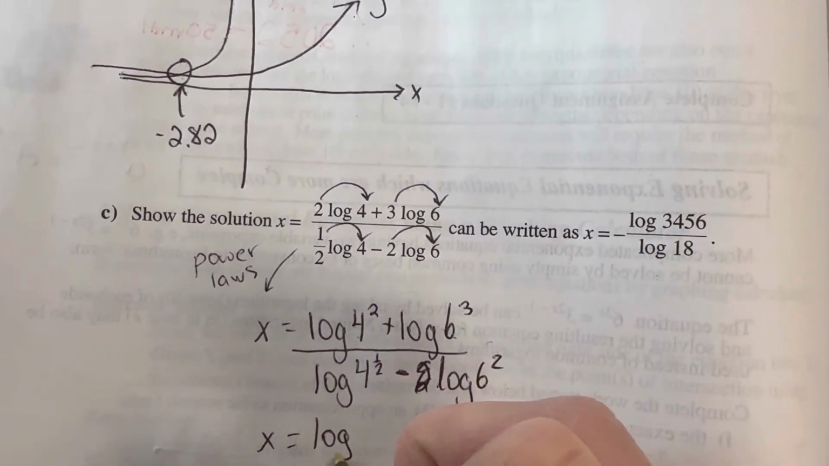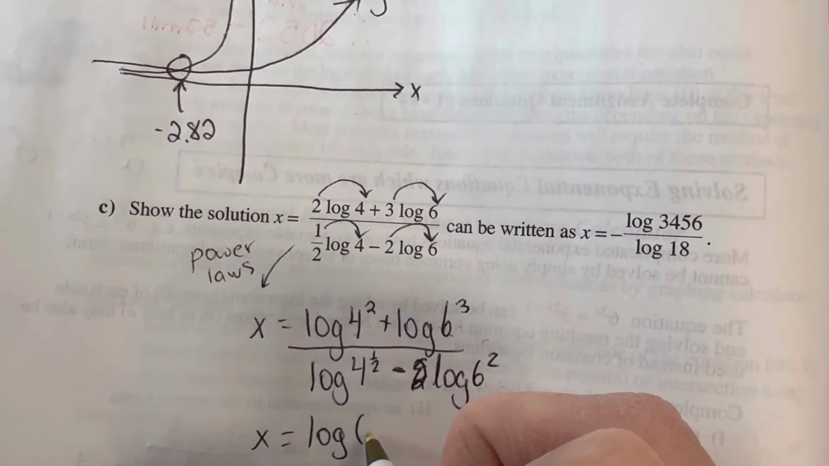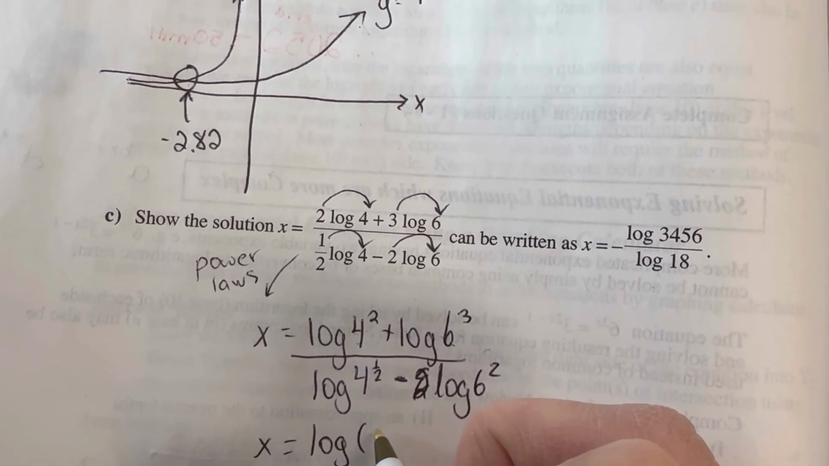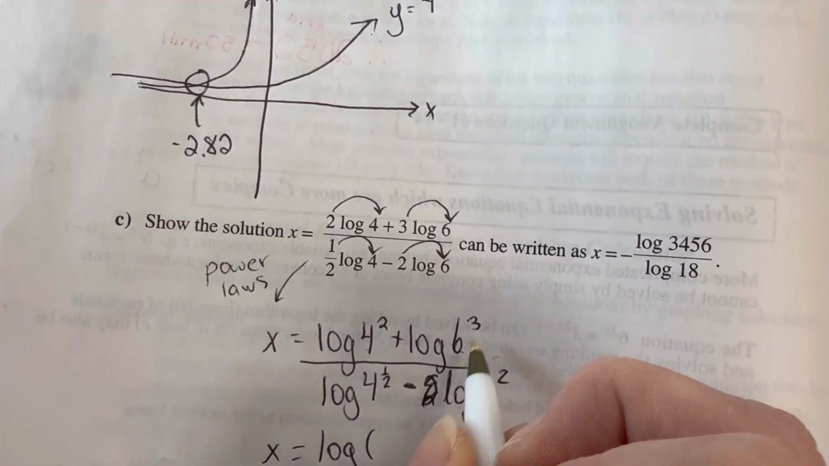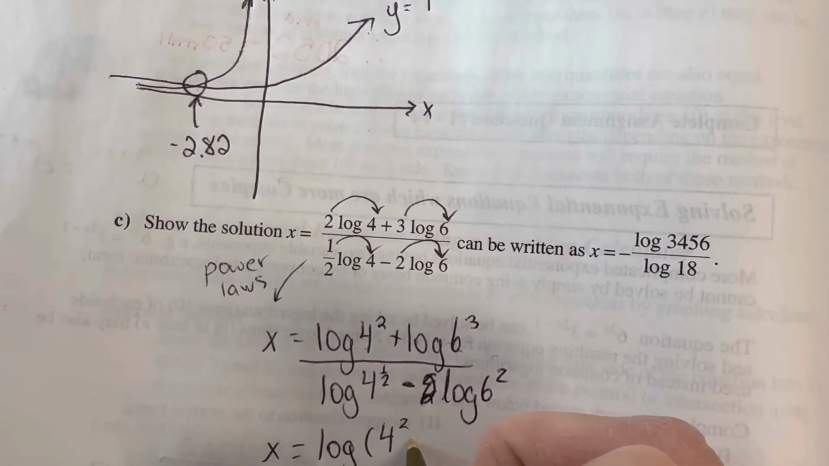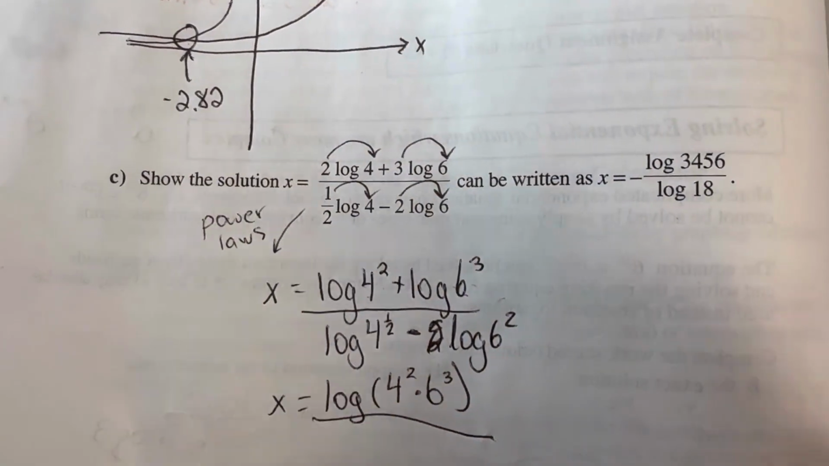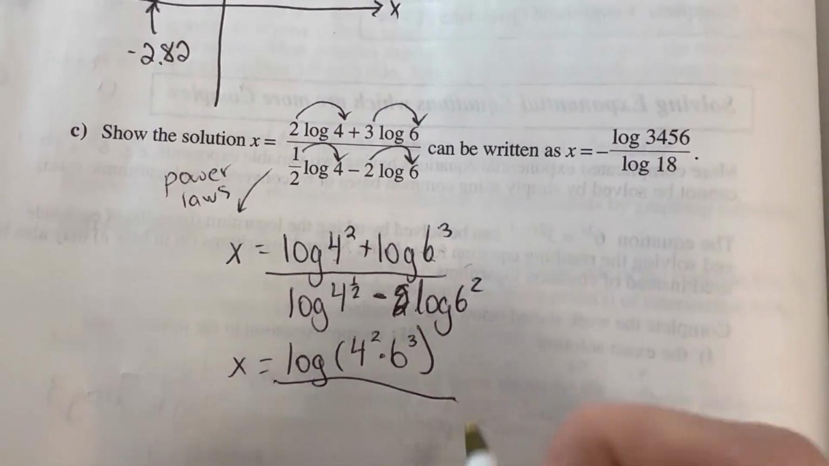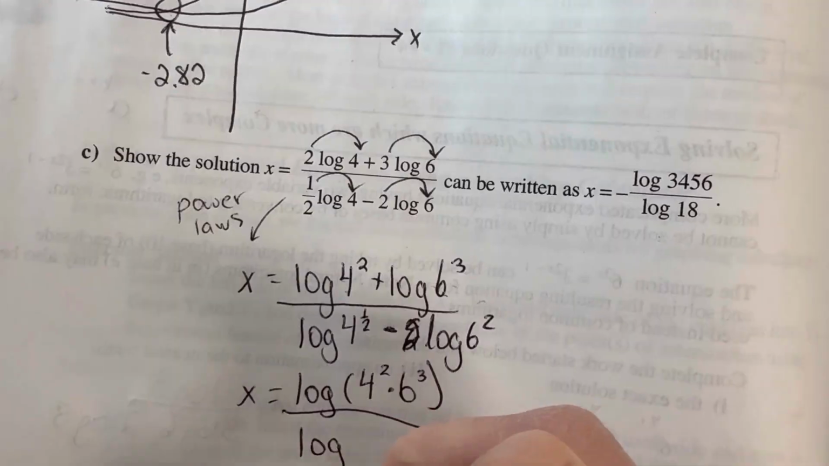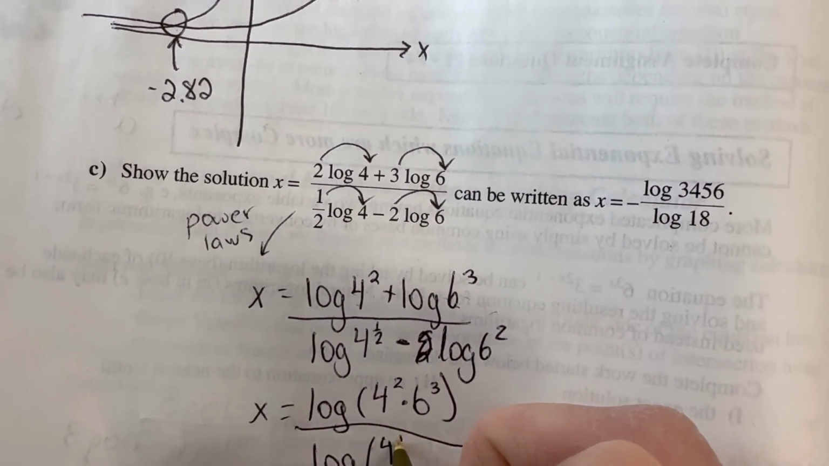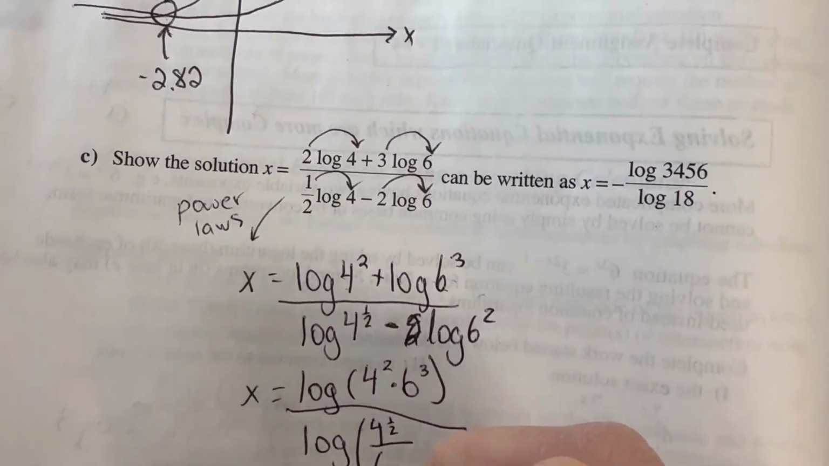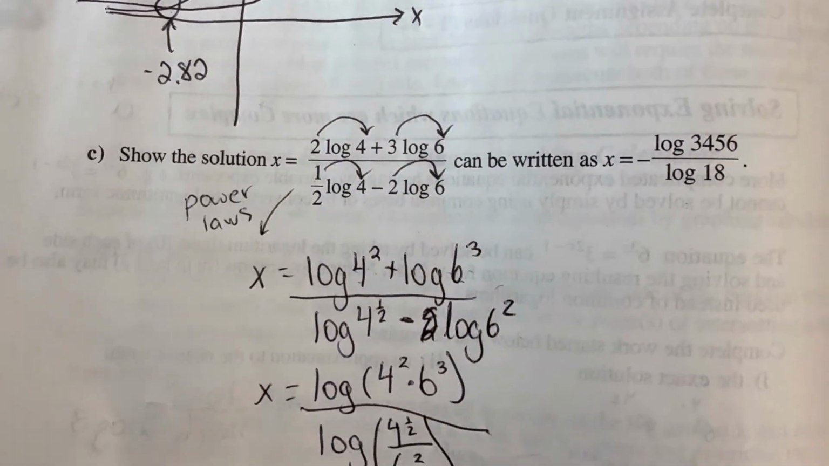Okay, so since I'm adding these, those are going to get multiplied. So I'd have log of 16 times, I'm just going to leave it like this for now. And then on the bottom, this is being subtracted here, so log of 4 to the 1/2 over 6 squared.